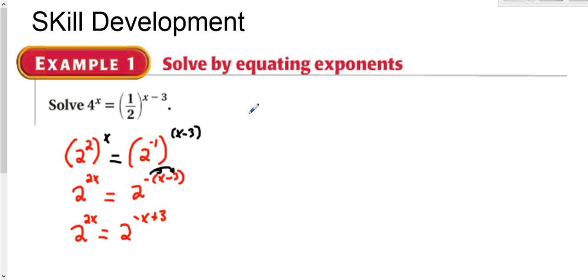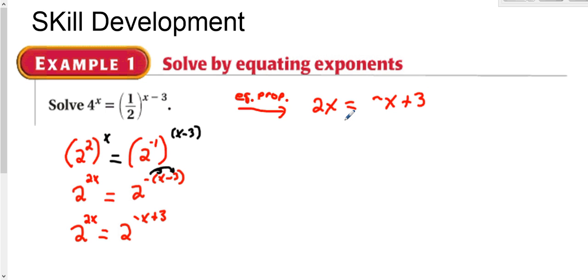So by the equality property, I write the EQ property. I'm going to use my equality property right here. I can say because the bases are the same and they're equal, that the exponents must be the same. So I can say 2x has to be equal to negative x plus 3.